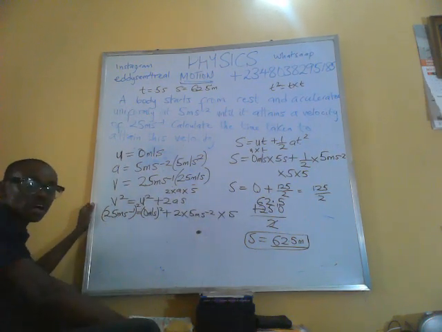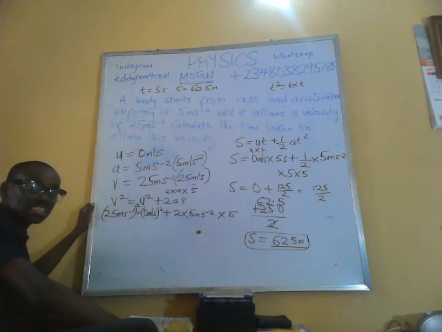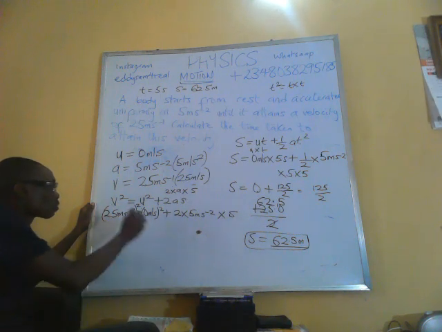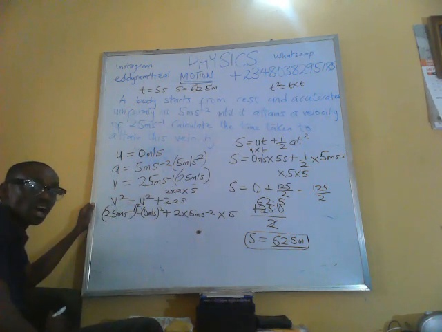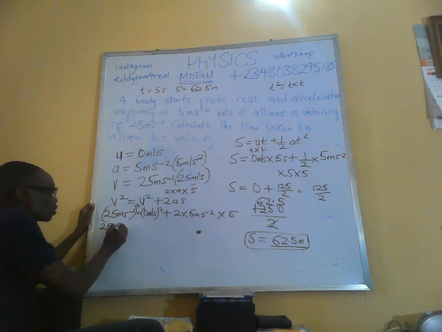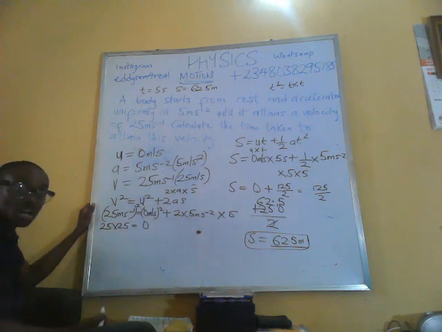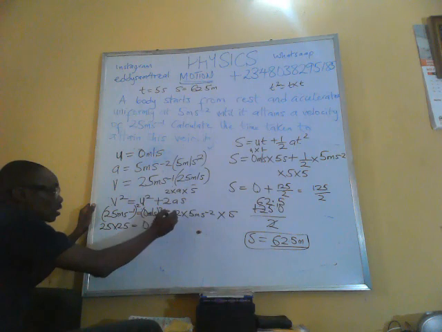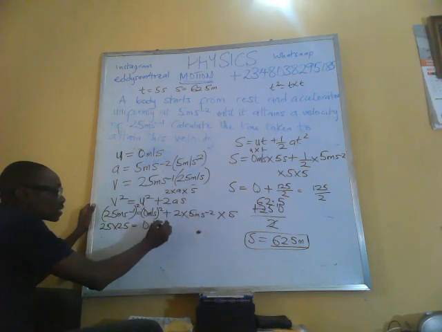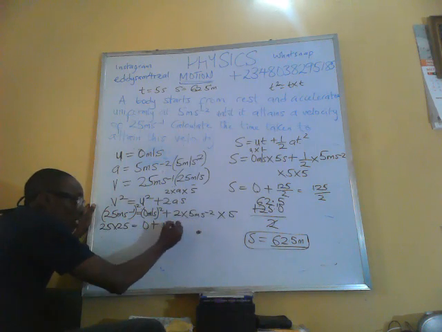We don't know what the value of s is. We are looking for s. We want to use another formula to calculate s, which is the distance. So what are we going to do? 25 squared means 25 times 25. 0 squared means 0 times 0, and it is 0, plus 2 times 5 times s. 2 times 5 is 10. Times s, you have 10s.